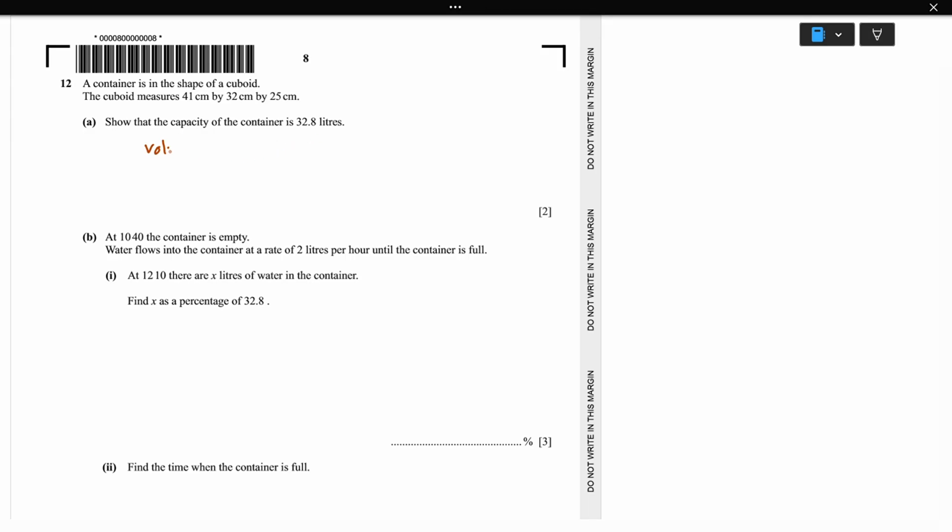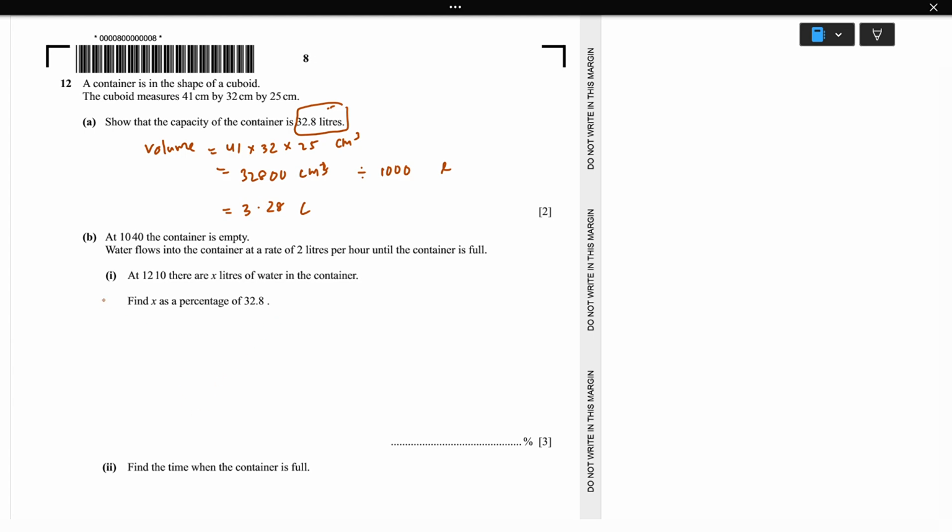First, we'll find the volume. Volume equal to 41 times 32 times 25 centimeter cube. So the answer is 32,800 centimeter cube. Now we need to change into liters, so just divide by 1000. Centimeter cube divided by 1000, so we'll get liters. So 32.8 liters, that we needed to prove, so we showed. That's the final answer for us.